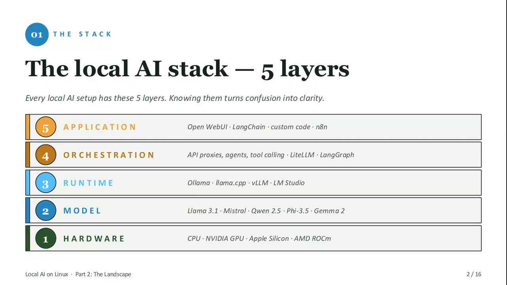Every local AI setup, no matter how simple or elaborate, breaks down into these 5 layers. At the bottom, you've got hardware, then the model weights themselves, then the runtime that actually executes inference, an orchestration layer for proxies and agents, and finally the application you interact with. Once you see this structure, the whole ecosystem stops feeling like alphabet soup. Every tool you'll encounter slots into exactly one of these 5 boxes.